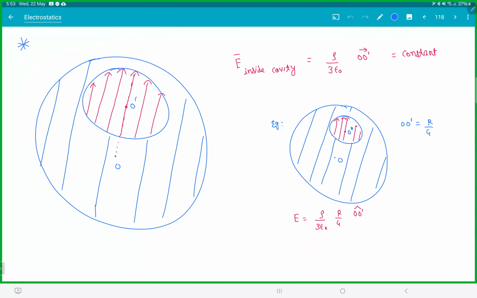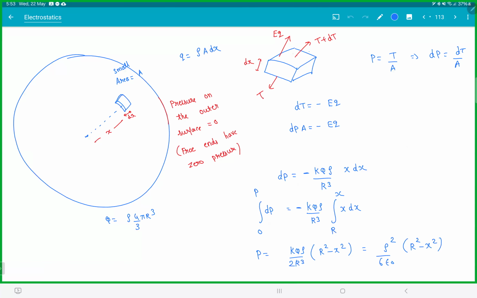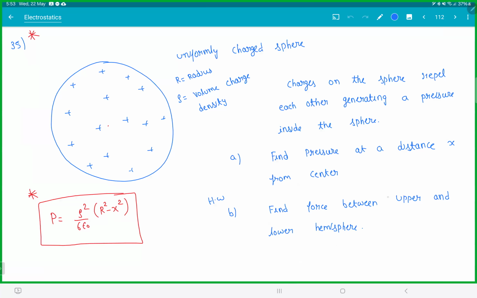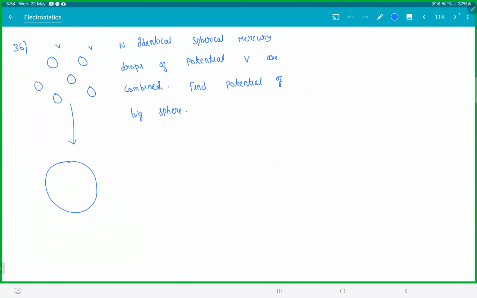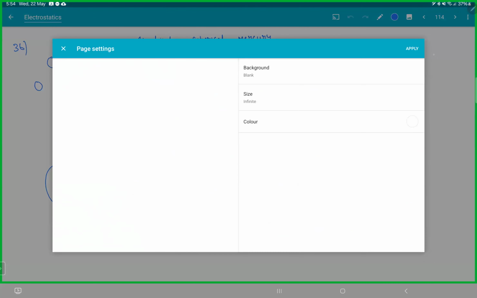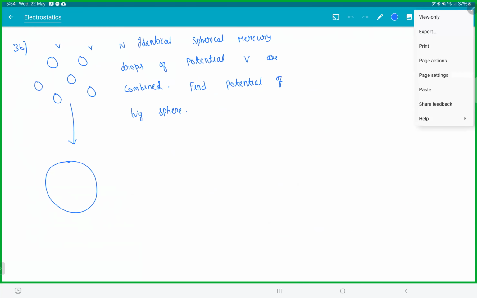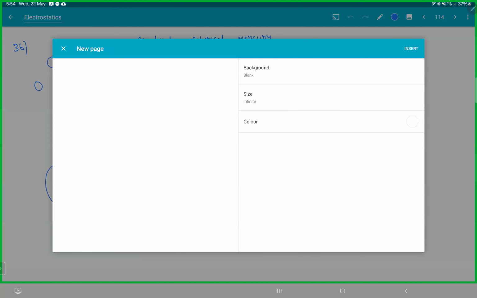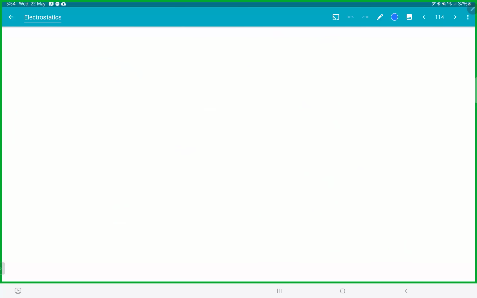So basically, there is a pressure inside a solid sphere. I think I gave that also as homework, no? Did you guys do this thing? Force between upper and lower hemisphere. How do you do that? It is easy only. You want the force between upper and lower hemisphere?